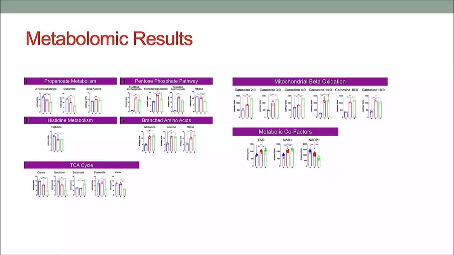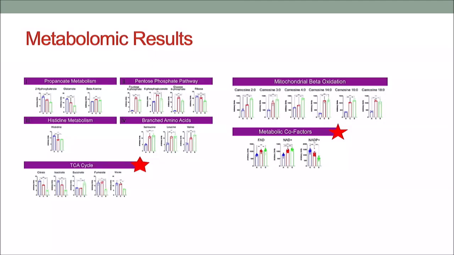Fortunately, as part of this work, I was collaborating with the McReynolds lab at Penn State and the Hinton lab at Vanderbilt University, and they are biochemists. They know this stuff a lot better than I do. They looked at this data, and the first things that popped out to them were the different metabolite concentrations in the TCA cycle and in the metabolic cofactors.